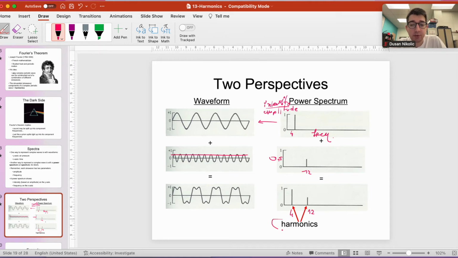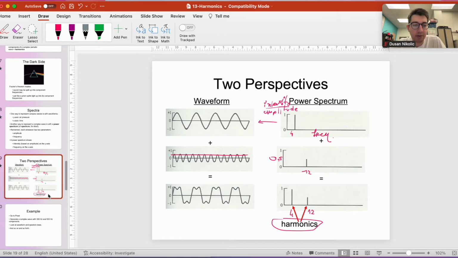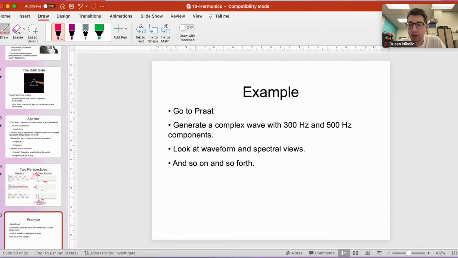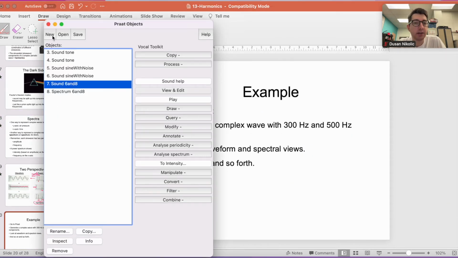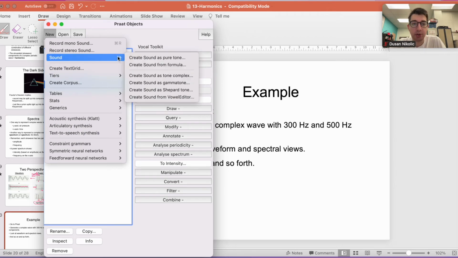And that's what we call harmonics, right? Those are the harmonics of the complex wave, the component waves that make up a complex wave. Okay, we understood that part. I will now create a much better example for you to hear.